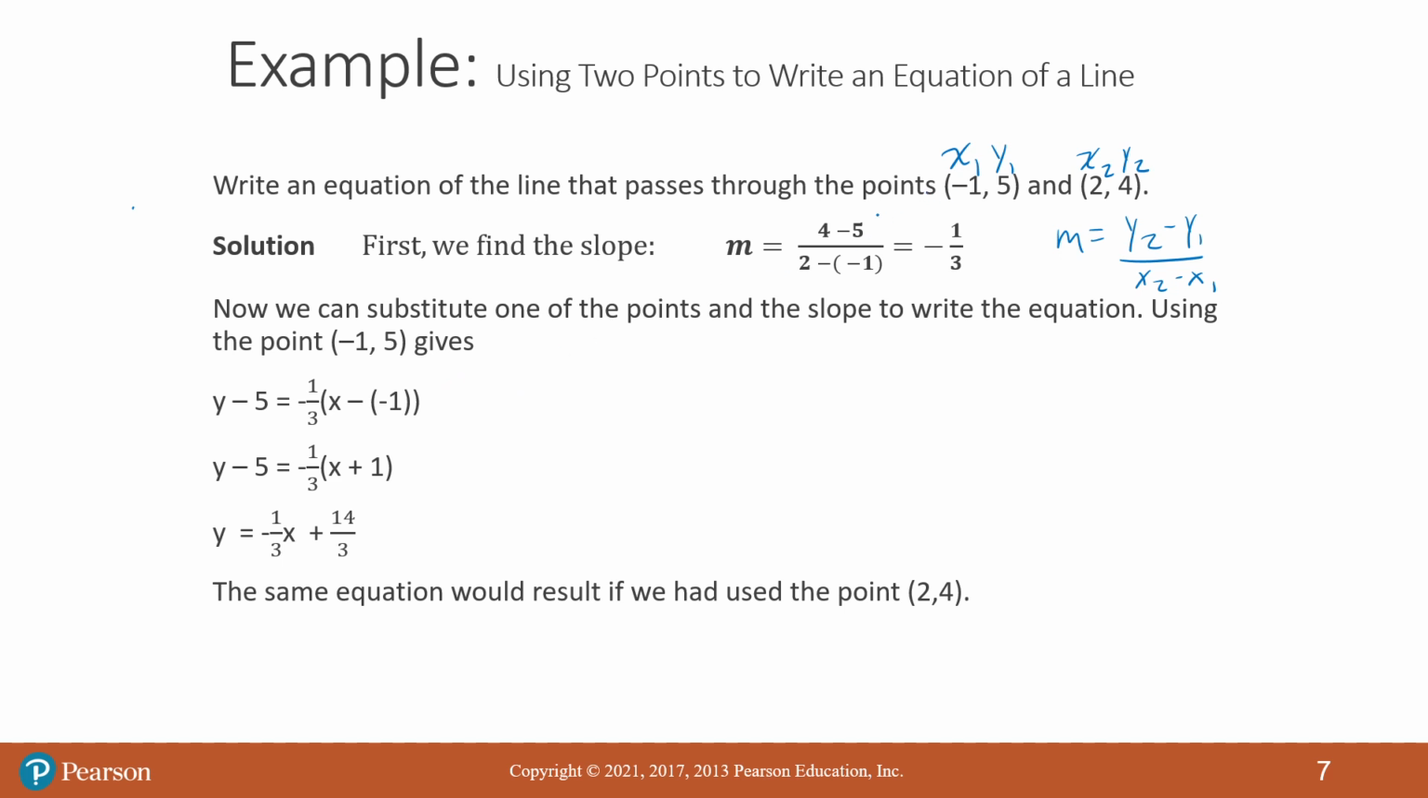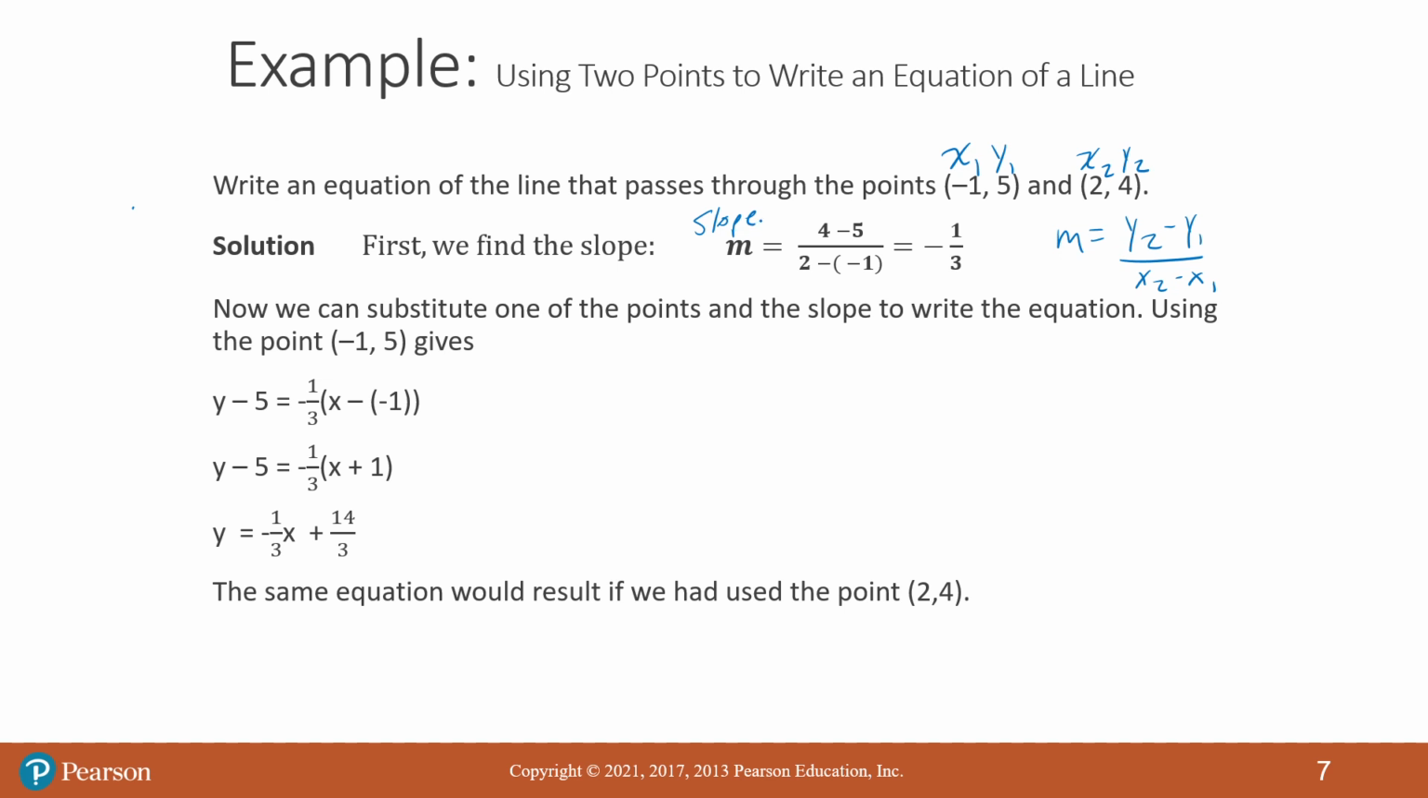Okay, so that's all they did to find the slope here. We plugged in y2, which is 4, minus y1, which is 5, and then we did x2, which is 2, minus x1, which is -1. So we have 2 minus a -1 on the bottom. 4 minus 5 is -1. 2 minus a -1 is +3. We wind up with -1/3. Okay, that's our slope. Remember, m is the same thing as slope. We have our slope.